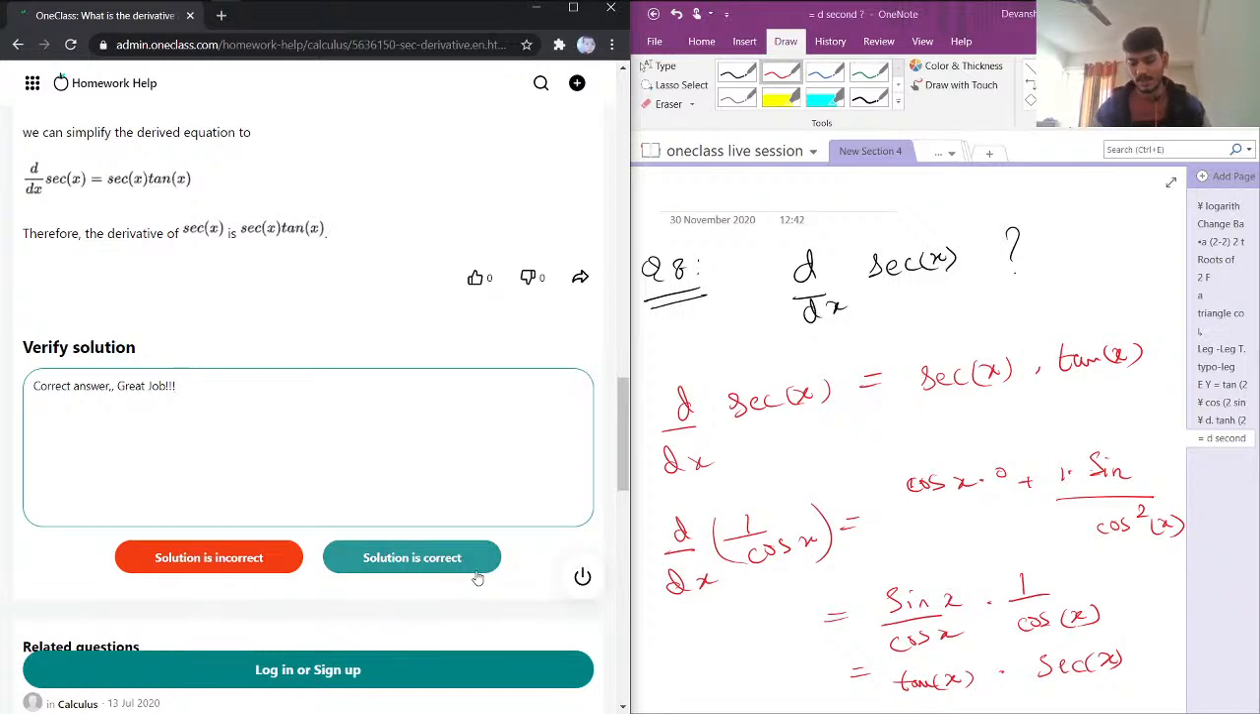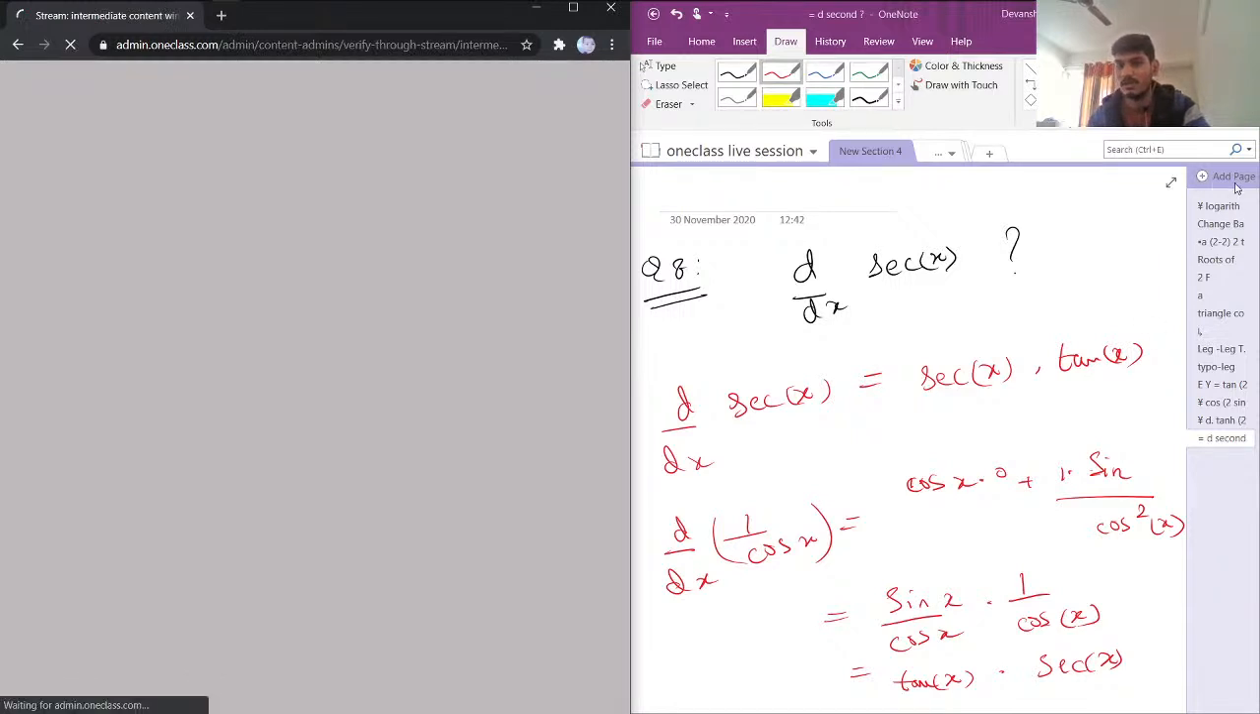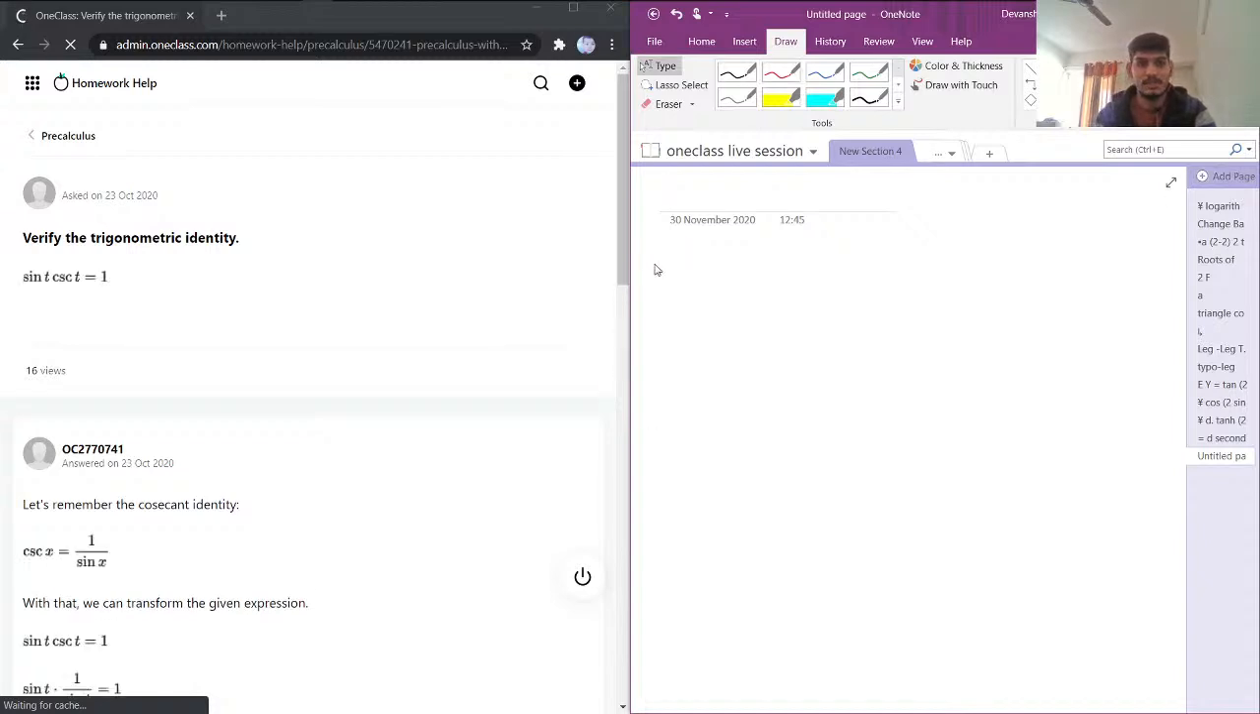So whenever we have a derivative of tangent of x, or say secant or cotangent or cosecant, then we can just convert it into sine and cosine, and then we can do the differentiation.